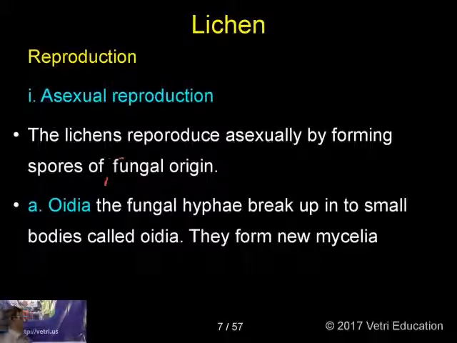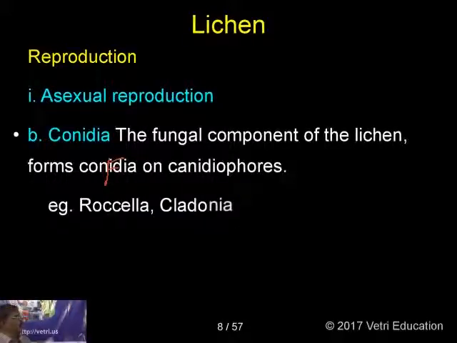Here among the spores you can find the oidia. The oidia are nothing but small pieces, which you can learn in fungi also. The hyphae or the filament may break into small pieces, and each piece becomes circular and forms a spore, the oidium, and it will develop into a new mycelium. The next type, the conidia, this also you know in fungi.